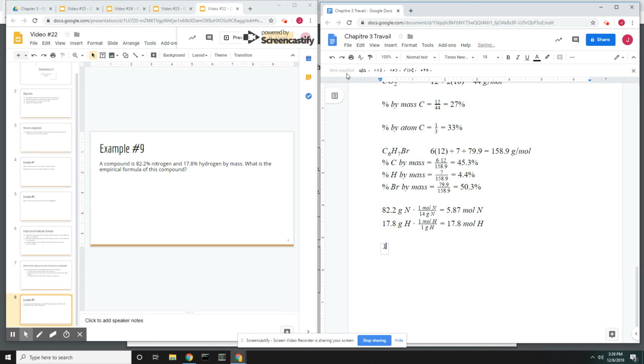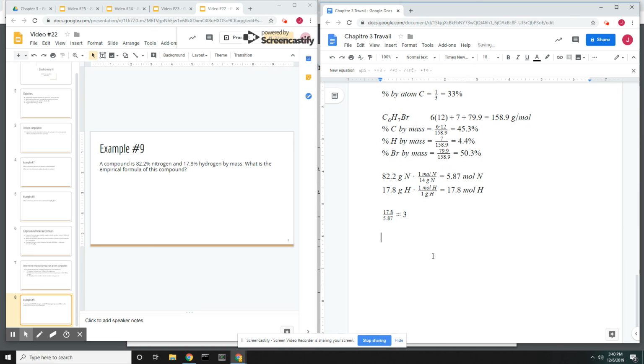It's typically easiest if you take the larger of the two numbers and put it over the smaller of the two numbers, but there's more than one way to do it. When I put it in my calculator, I got 3.03. That is approximately equal to 3. So that means I've got approximately 3 hydrogens for every 1 nitrogen. So this is NH3.